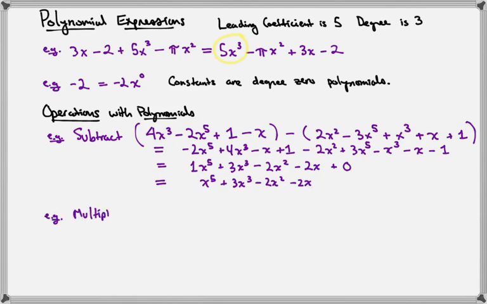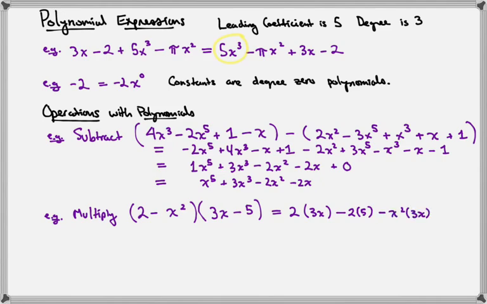Let's look at an example of multiplying two polynomial expressions. I'll take 2 minus x squared times 3x minus 5. In order to do the multiplication, I need to distribute each term in each polynomial against every other term in the other one. So I need to take 2 times 3x. I then need to take the 2 times the minus 5. That results in minus 2 times 5. I then need to take the two terms here, minus x squared times 3x. And then I need to multiply these two last terms, minus x squared times minus 5.